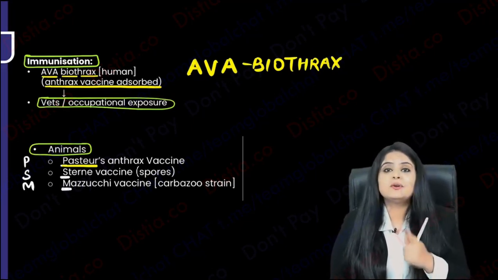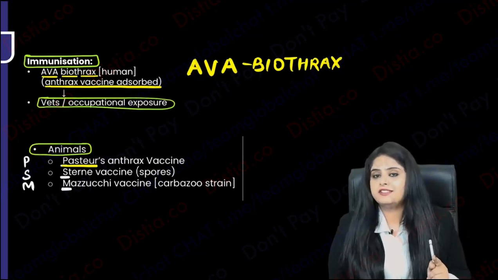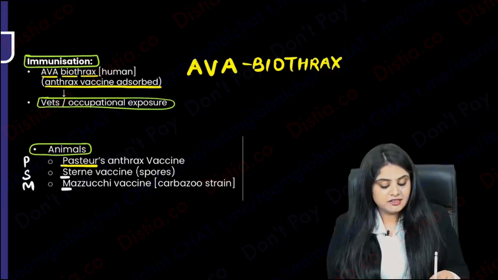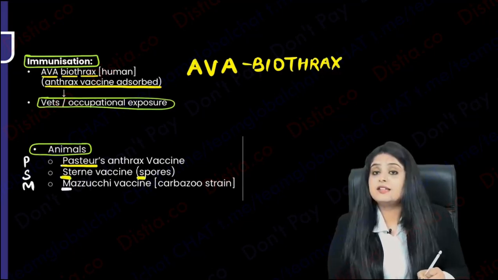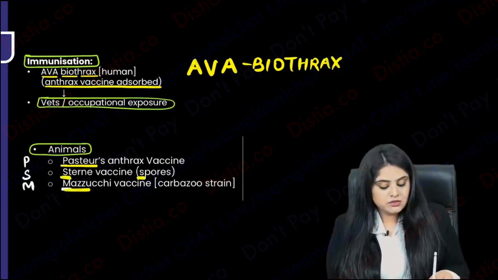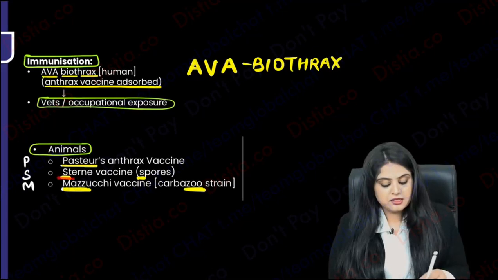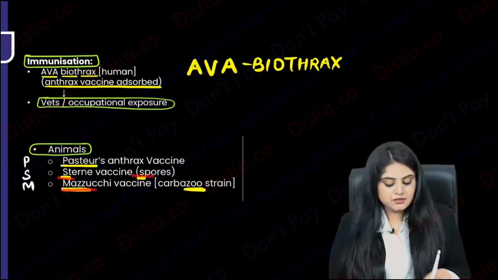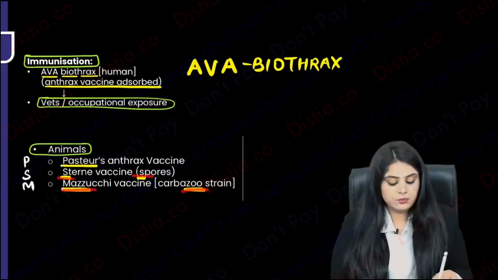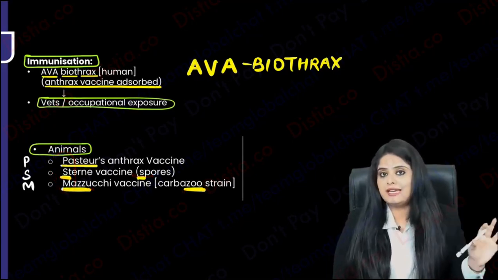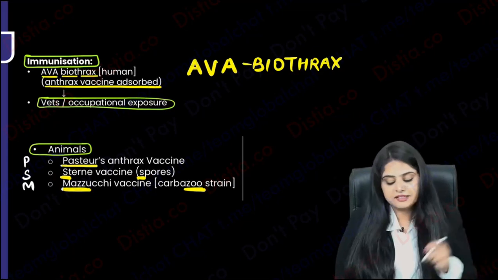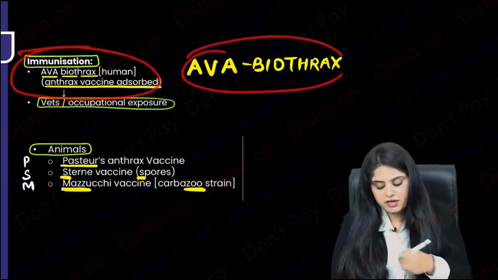The first slide of micro, I've told you that Pasteur gave us the first vaccines, that is the anthrax vaccine. Then Stern vaccine, S for S, it utilizes the spores. And Mazzucchi, Z for zoo, the Mazzucchi vaccine uses the Carbazoo strain. So please remember, Stern is going to be with spores and Mazzucchi's vaccine is going to be the Carbazoo strain. So PSM, Pasteur, Stern and Mazzucchi are the vaccines for community animals. And AVA Biothrax is going to be for our veterinary doctors.